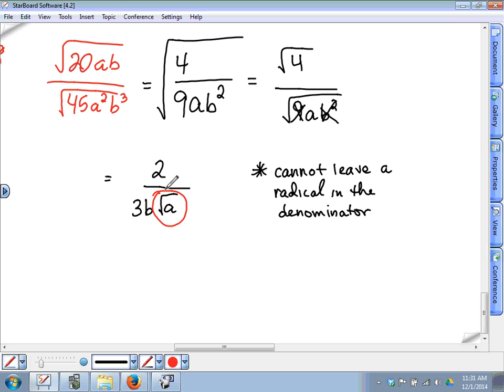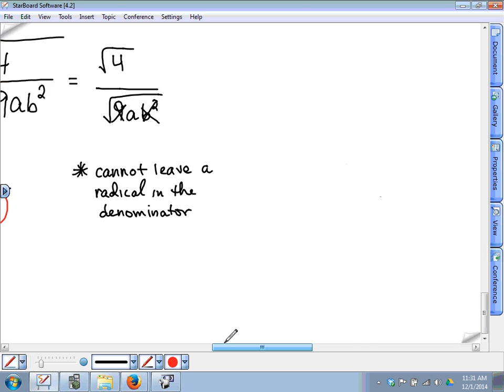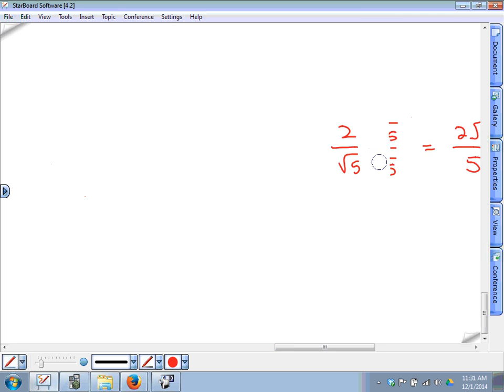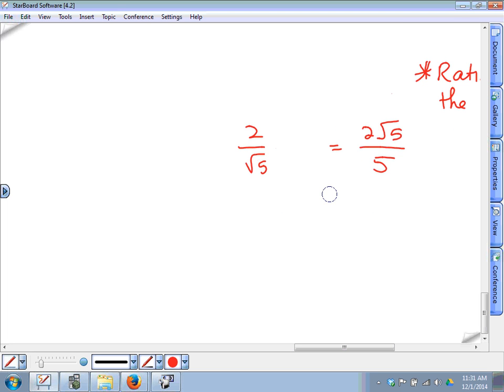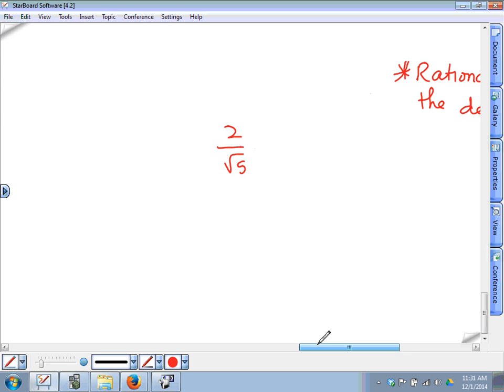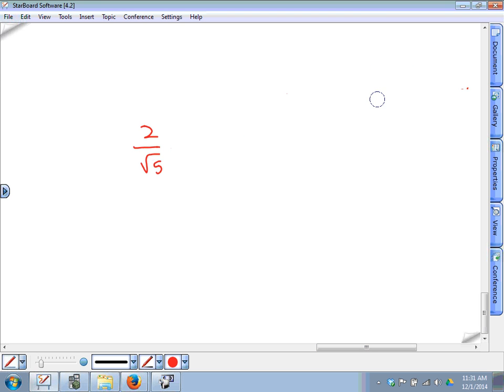So before I show you how to deal with it, let's take a look at a more simple problem here. Write this problem down. 2 over the square root of 5. That's also a problem, right? Isn't there a radical in the denominator? Now here's where this actually all came about. It's kind of stupid, if you ask me.